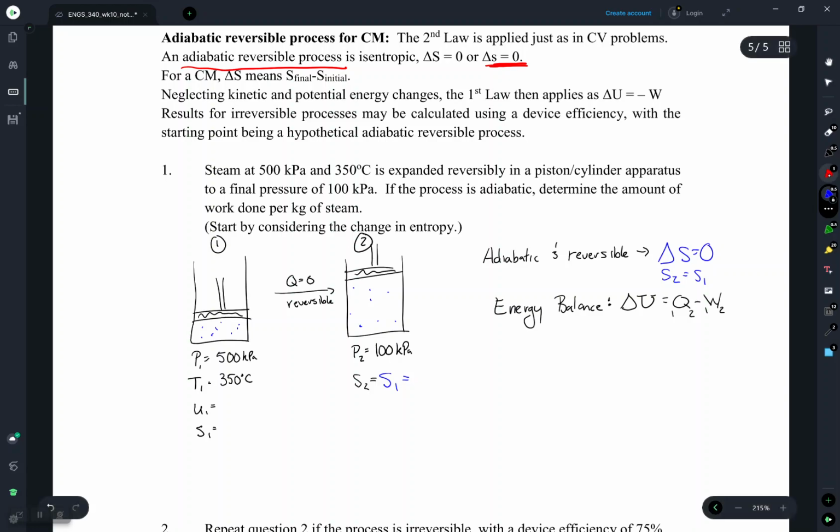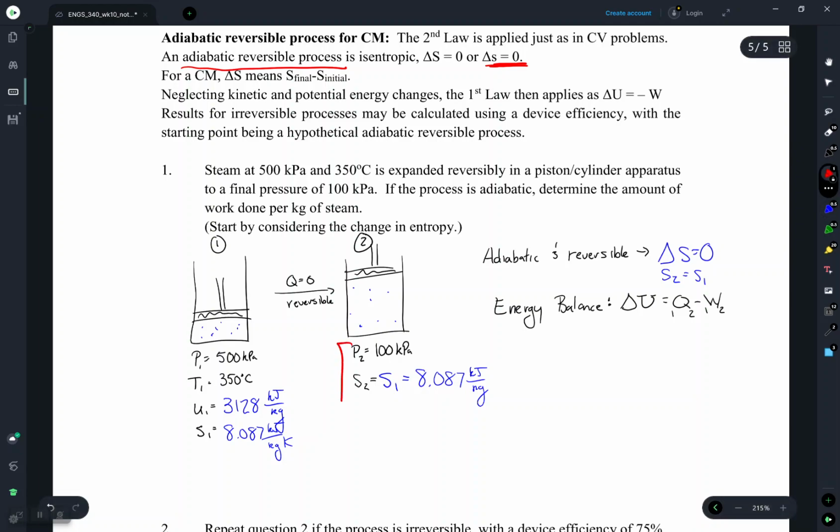All right, so that's great. We can then look up pressure and temperature. If we do that, say in Cat 3 or your steam tables, we can find that U is 3128 kilojoules per kilogram, and S is 8.087 kilojoules per kilogram Kelvin. Because we know that the S of state 2 is the same as state 1, we know it's also 8.087 kilojoules per kilogram Kelvin.